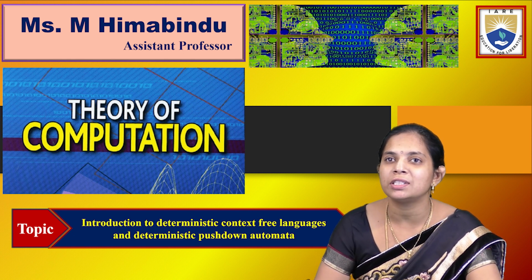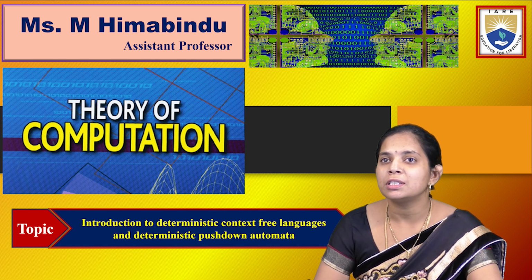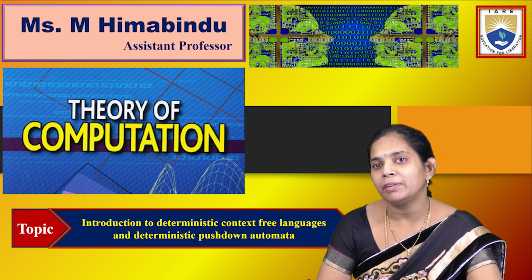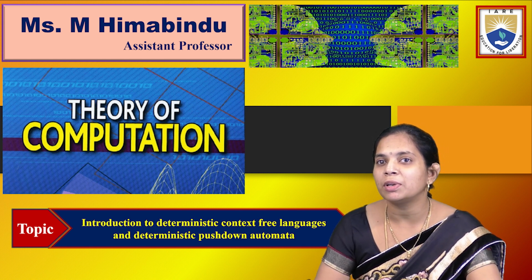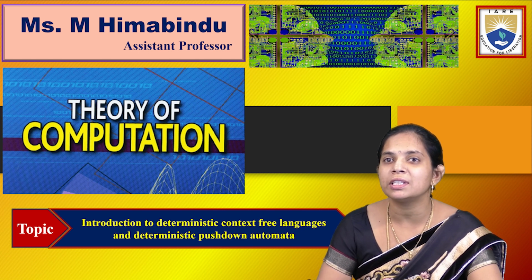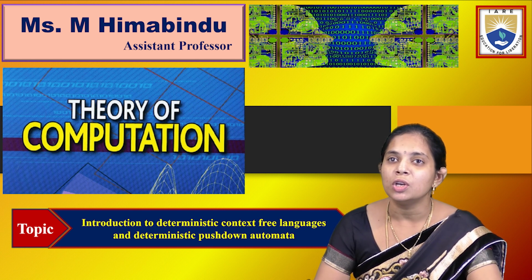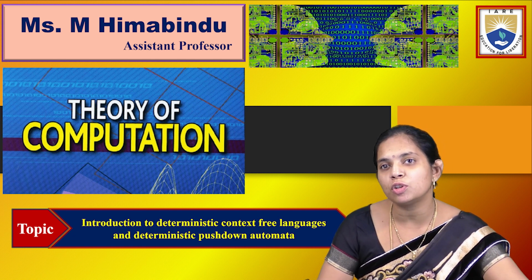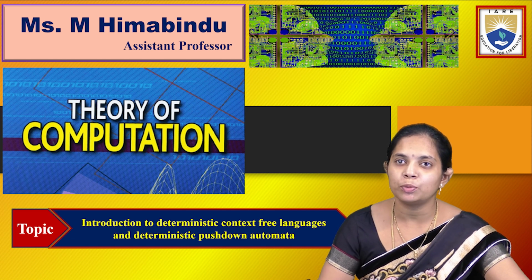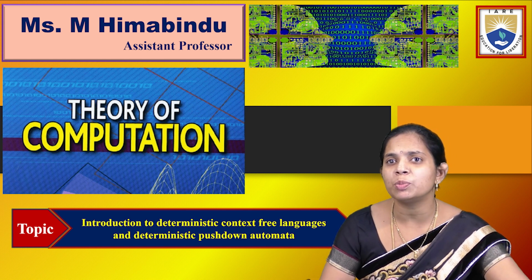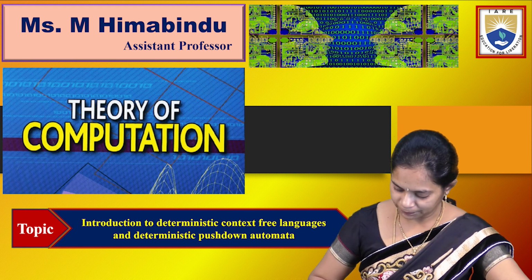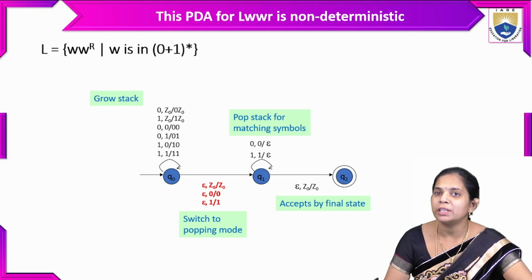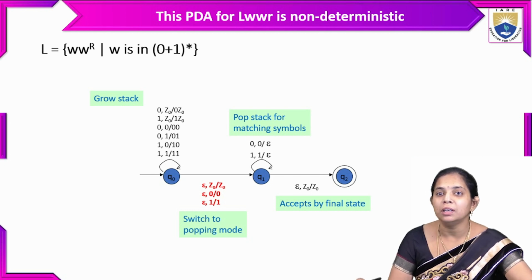What is this determinism? We already discussed the topic. In finite automata we have NFA and DFA. DFA is a deterministic finite automata and NFA is a non-deterministic finite automata. Like this, here also we have the deterministic pushdown automata and the non-deterministic pushdown automata. What is the difference between these two? We will discuss. We already discussed the non-deterministic pushdown automata.